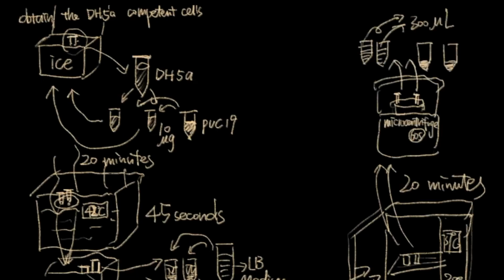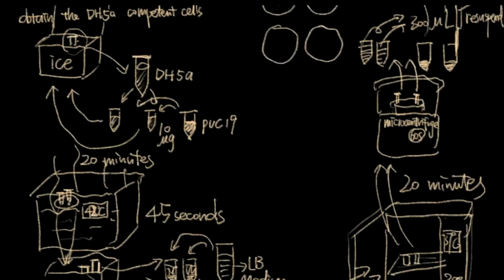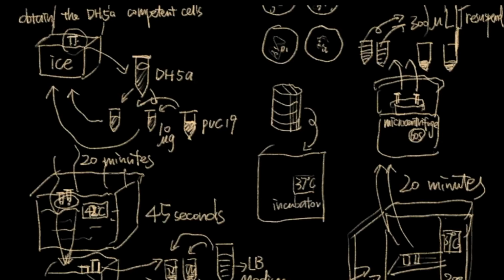Pipette 500 ml LB medium into each tube, and incubate for 20 minutes in a 37 degrees Celsius incubator set at 200 RPM. Spin the tubes down for 60 seconds in a microcentrifuge. Remove 300 ml of the supernatant. Resuspend the cell pellets, then transfer the cell solution onto each plate. With glass beads, spread the solution. Stack the plates and tape them together, then put them into the 37 degrees incubator overnight.